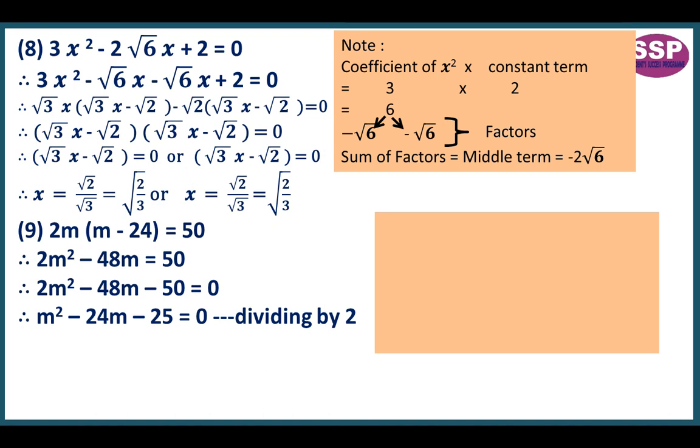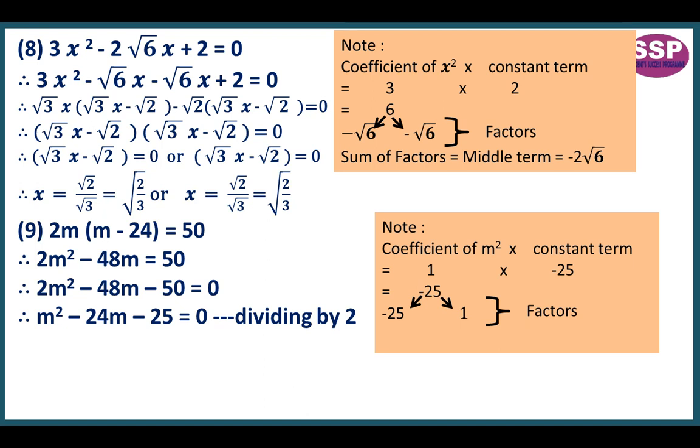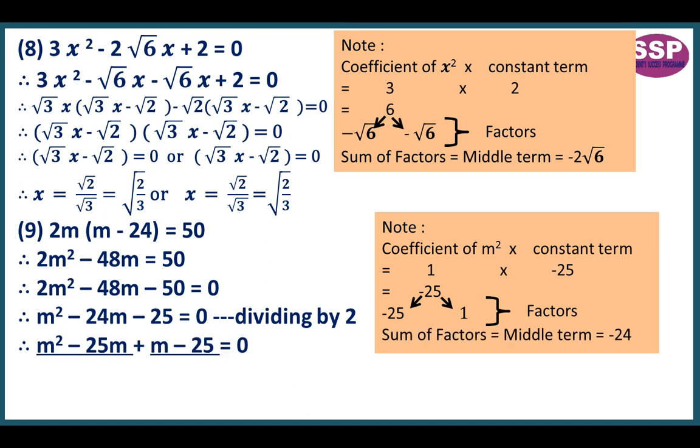Now we will find the product of coefficient of m square and constant term. Then we get 1 into minus 25. The product will be minus 25. Now we have to factorize this minus 25 so that the sum of factors should be the middle term. Therefore the factors are minus 25 and 1, and the sum of these factors is equal to the middle term, which is minus 24. Okay, therefore we use these factors in the next step.